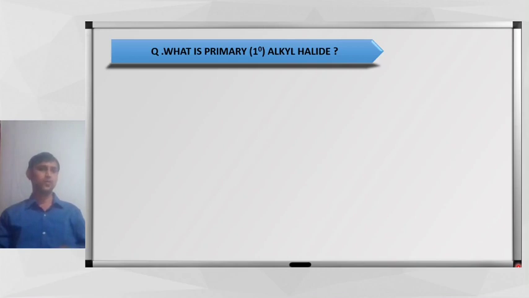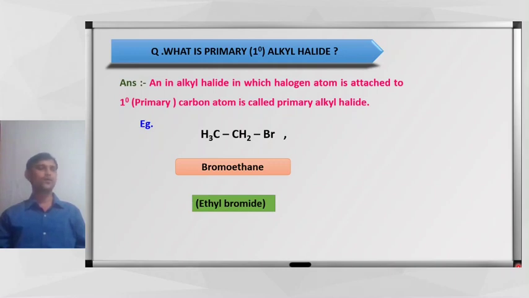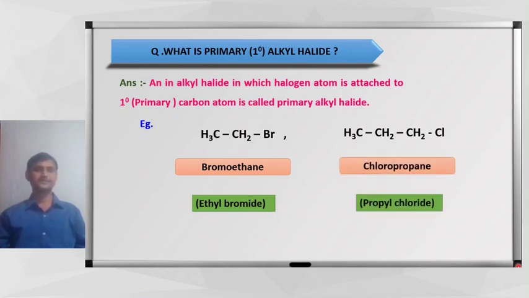Now see, what is a primary alkyl halide? Already we know, but let us look: in an alkyl halide, when the halogen atom is attached to a primary carbon atom, that is called a primary alkyl halide. See the example, that is ethyl bromide. It is also called bromoethane, which is the IUPAC name, and ethyl bromide is the common name. Now see, this is the example of propyl chloride. Propyl chloride is the common name and chloropropane is the IUPAC name.